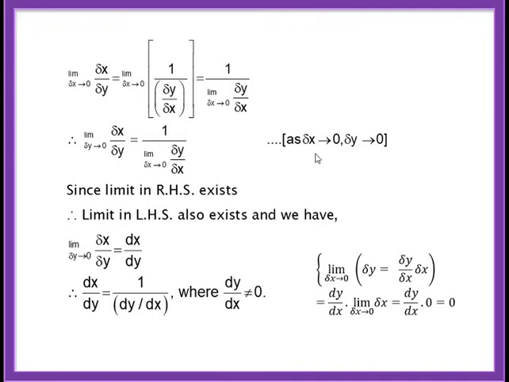So I can say that as delta x tends to 0, delta y also tends to 0. Since the limit on the RHS exists, the limit on the LHS also exists, and again as per Leibniz notation, this is nothing but dx/dy. So we get dx/dy equal to 1 upon dy/dx, where dy/dx is not equal to 0.